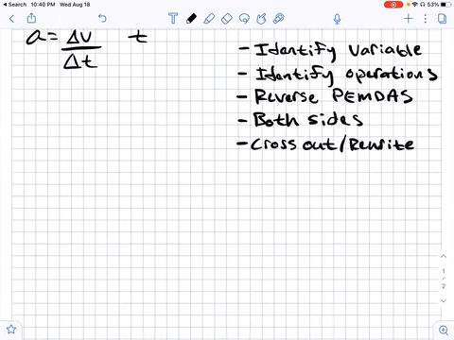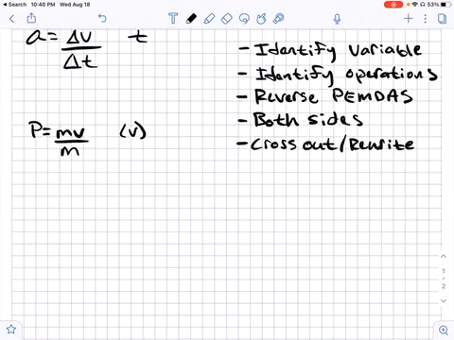Let's start with one. Let's say that we have the equation P equals mv. And let's say that the problem wants me to solve for v. So we've identified that variable that we're looking for. It's v. And looking at the operations on that right side, v is being multiplied by m. So we're going to do the opposite, right? We're going to divide by m.